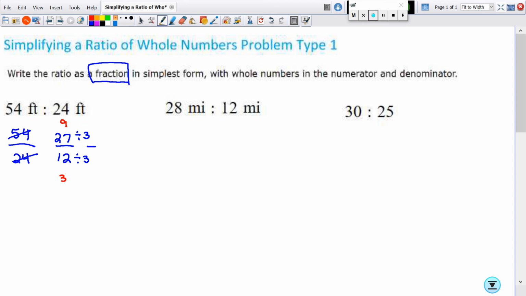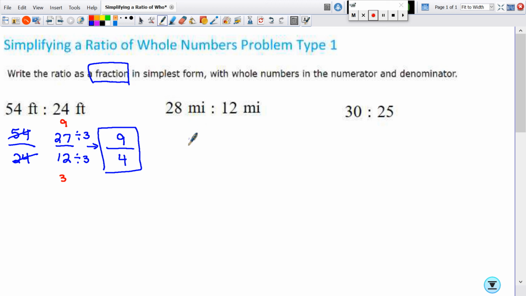It works most of the time whenever you have an even and an odd number in the numerator or denominator. So 27 divided by 3 is 9, and 12 divided by 3 is 4, and 9 and 4 don't have anything in common. So this is the final answer. You can only divide those by 1. There's nothing else you can divide those by.